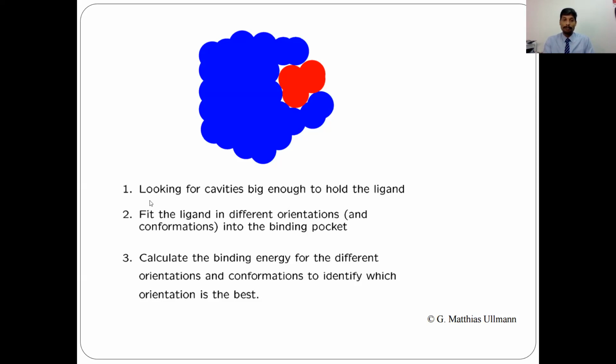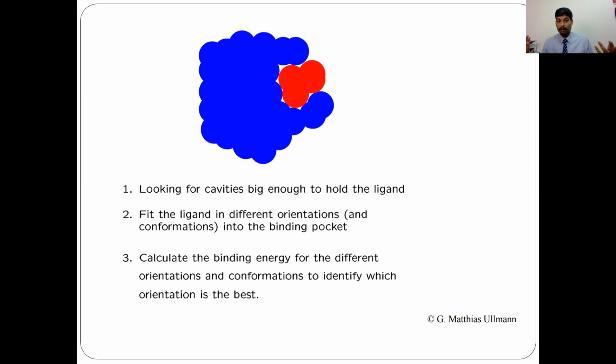First, we need to have a protein structure, where we need to look for cavities big enough to hold the ligand. So it's not just the structural complementarity, but it should have a cavity to hold the ligand. That is very important. So the first step is you need to find the active site of the protein.